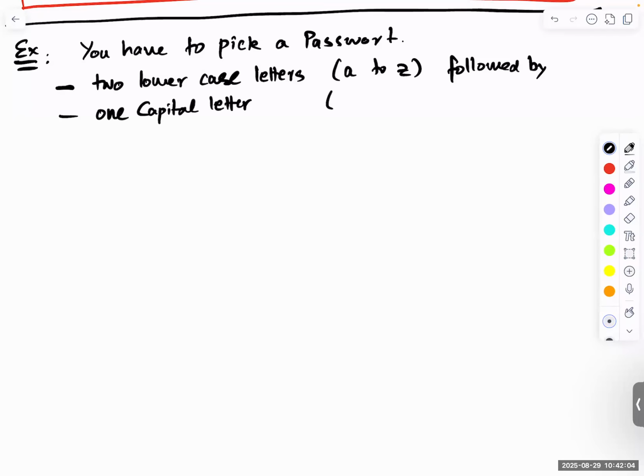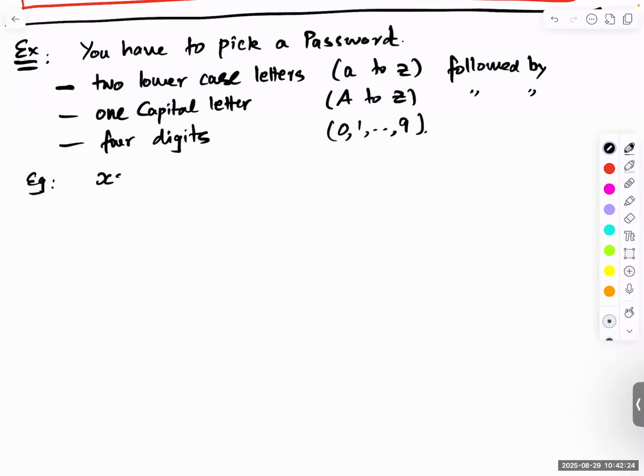So you have options to pick from capital A to capital Z, followed by 4 digits. Any 4 digits of your choice. So you have options 0, 1 till 9 to pick from. Okay. So as an example, x, little y, capital T, 1319 is a valid password. Right? Because it's following these rules, I've sort of given you rules for picking a password.